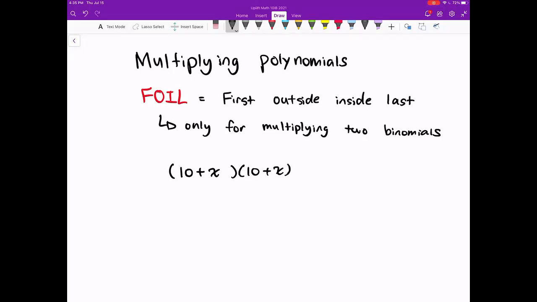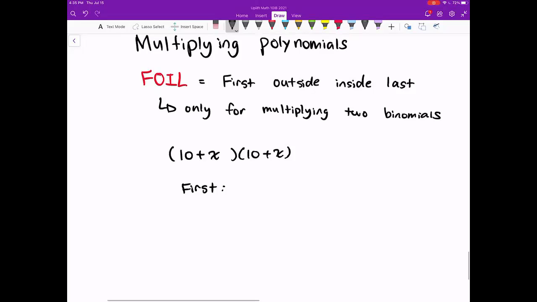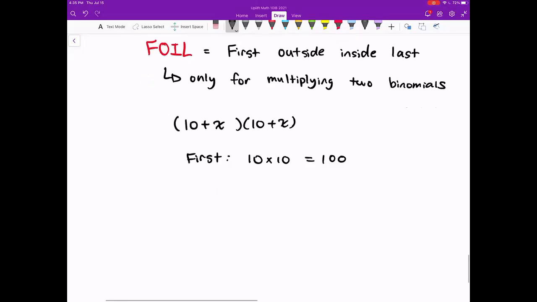It's gonna work out very well. Okay, so what we're gonna do is follow FOIL. It's always gonna be multiplication that we're applying. We look at the F, which stands for first. There are 2 terms, and we multiply the first term of each binomial. So in this case, it's 10 multiplied by 10, which gives us 100.